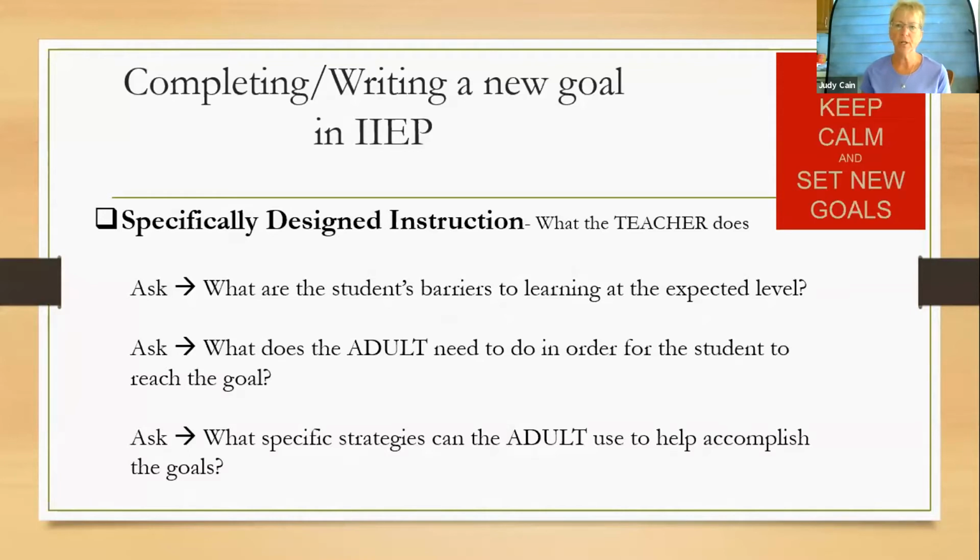So examples are, well, things to ask yourself. What are the students' barriers to learning at the expected level that we want them to learn at? What does the adult need to do to help the student reach this goal? And what strategies can the adult use to help accomplish this goal? So this is all teacher-driven, teacher-focused, not student-focused, which when we learned that a couple years ago, is like, whoa, that's brand new for me. So I don't know if it's brand new for you as well, but it sure was for me.